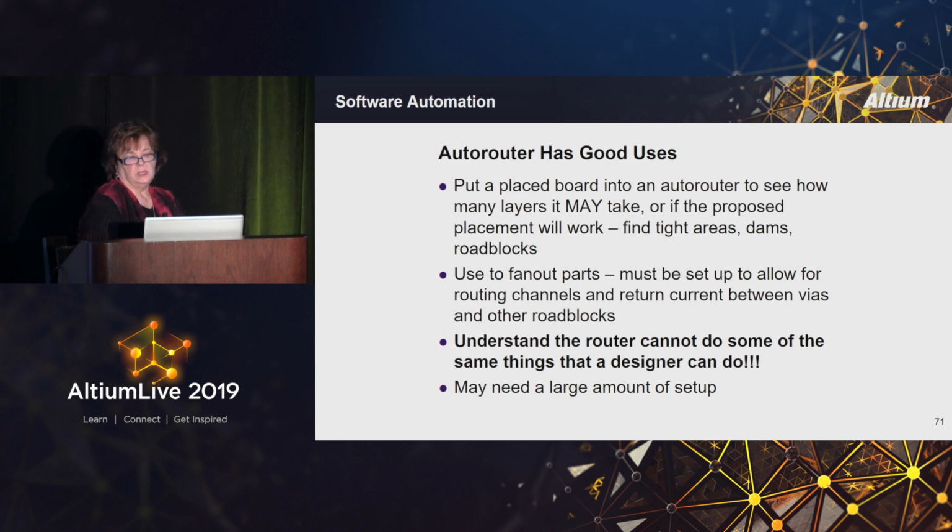Then it will help you to fan out parts, a very good method of fanning out parts, because you can set up the grids for the parts in the auto router. Understand that the auto router can't do a lot of the things that I've talked about today, the layer paired routing and the return path care, because they don't understand that, unless I'm wrong. You tell me when I'm done. And they may need a lot of setup and cleanup. As I said, I have not used them for quite a while, so I don't know where auto routers are these days.